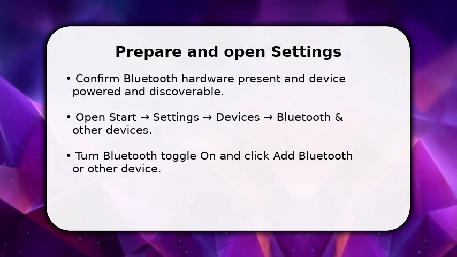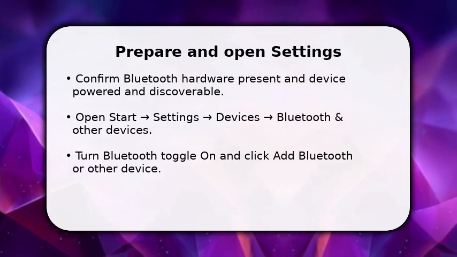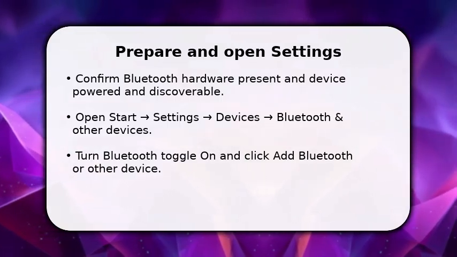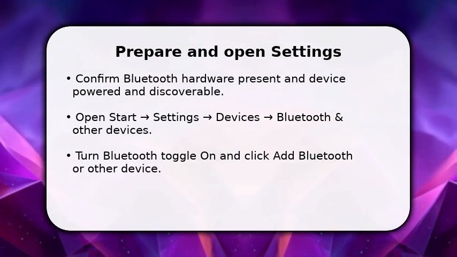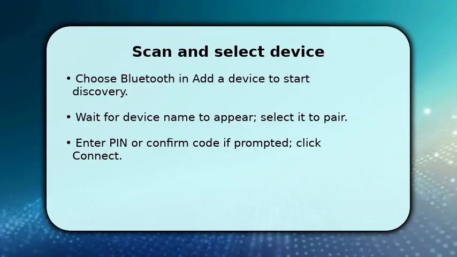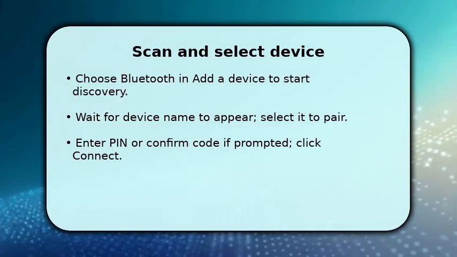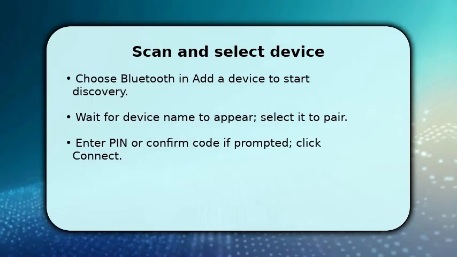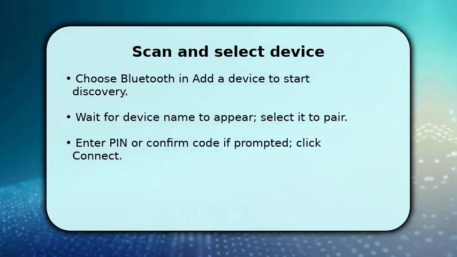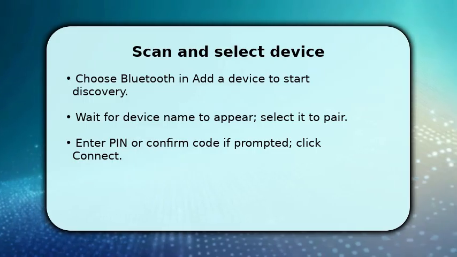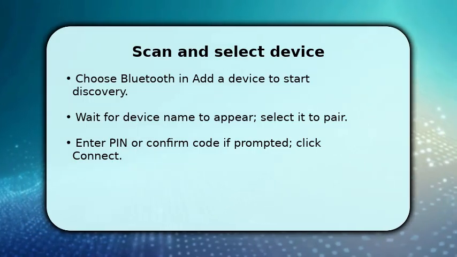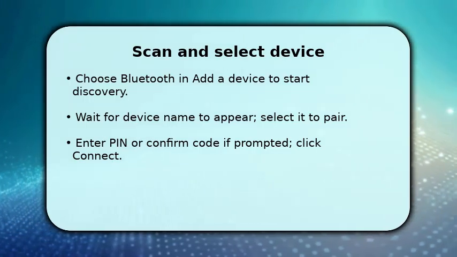You do this because Windows needs to enumerate local radios and nearby peripherals before listing available devices for pairing. Once you click Add Bluetooth or Other Device, choose Bluetooth to initiate discovery. Windows will actively scan nearby devices. Make sure your device remains in pairing mode so it appears in the list. When the device name shows up, click it. This tells Windows which peripheral you want.